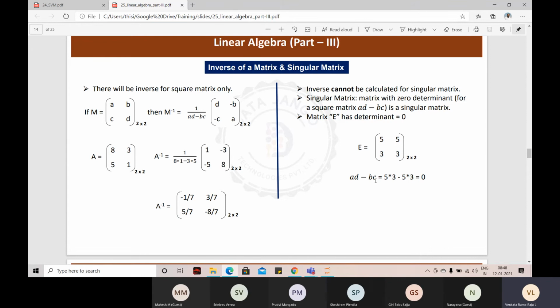No, right? So the determinant is 0. If you try to put determinant 0, 1 by 0, minus 1 by 0, 3 by 0, 5 by 0, minus 5, minus 3 by 0, D, minus B, 3 by 0, minus 5 by 0, minus 3 by 0, and 5 by 0 you get divided by 0, which is not defined. So you cannot calculate the inverse for this matrix. These kinds of matrices are called singular matrices.